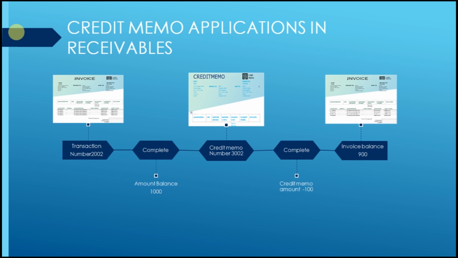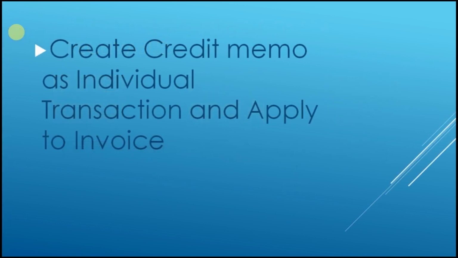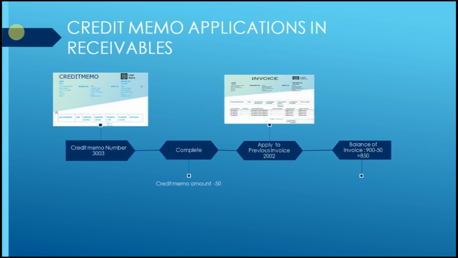Next option is, we'll be creating credit memo separately as an individual transaction, and we'll select the invoice. That means we will search for the invoice on which we are supposed to apply this credit memo. Let us see. First we will be creating a credit memo as a transaction, and it will have a separate number as a transaction number. And we are supposed to complete this credit memo also. Say for example, we will create the credit memo with 50, that is basically minus 50.